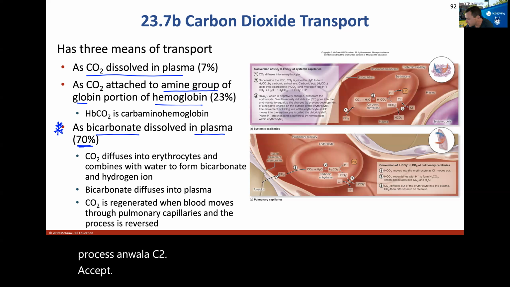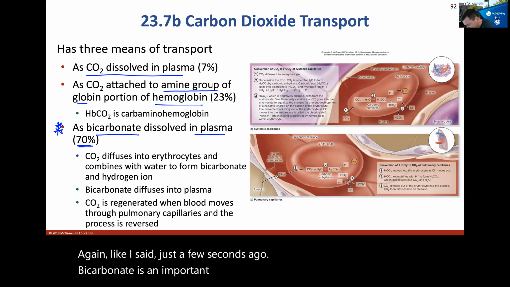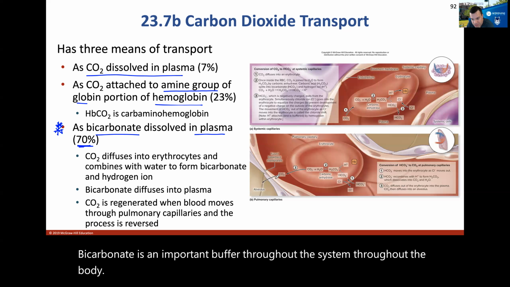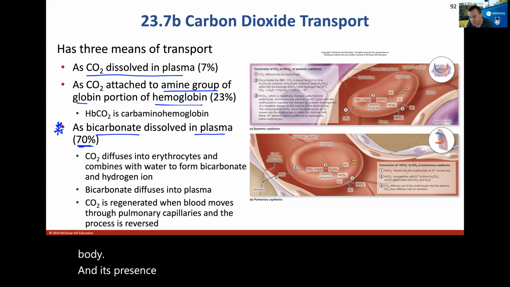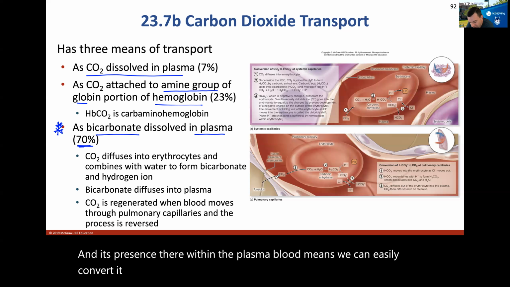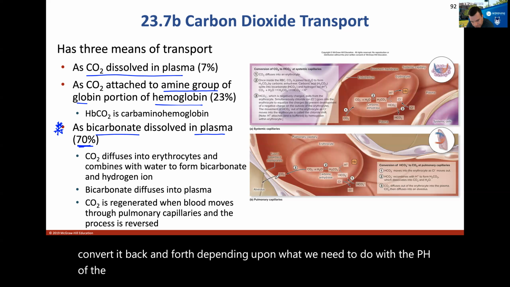This is fabulous because, again, like I said just a few seconds ago, bicarbonate is an important buffer throughout the system, throughout the body. And its presence within the plasma of blood means we can easily convert it back and forth depending upon what we need to do with the pH of the blood, pH of the body.